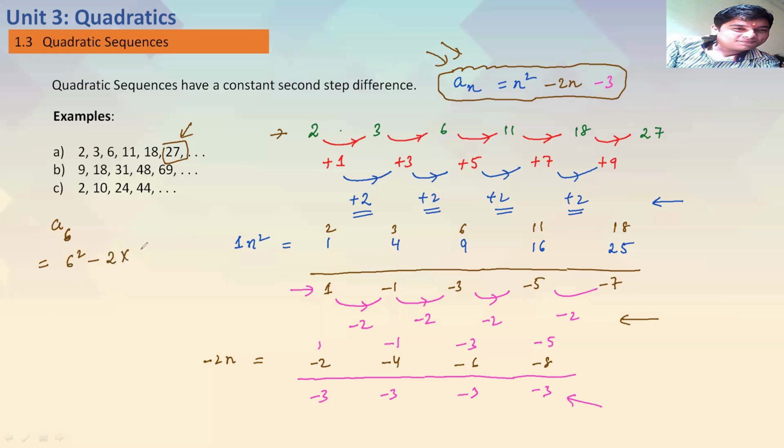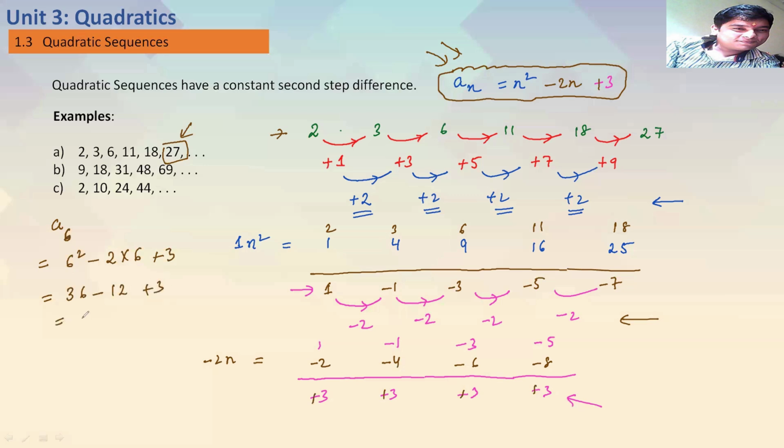-2 and -3. Check whether we are correct or not. 6 squared is 36. Oh, actually, this must have been plus, right? We subtracted. It's not negative 3, it's positive 3, right? Subtraction will change the sign. That should have been plus 3. So this is going to be 36 minus 12 plus 3.